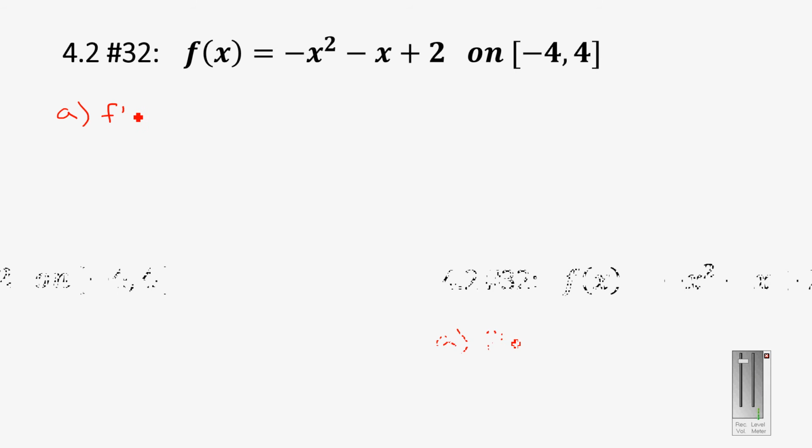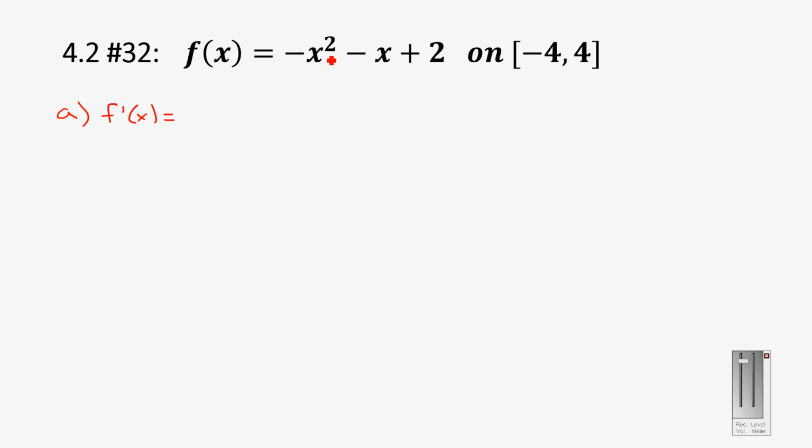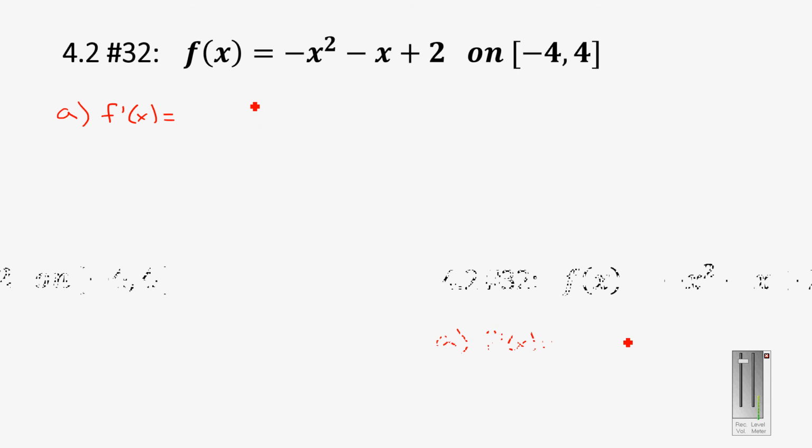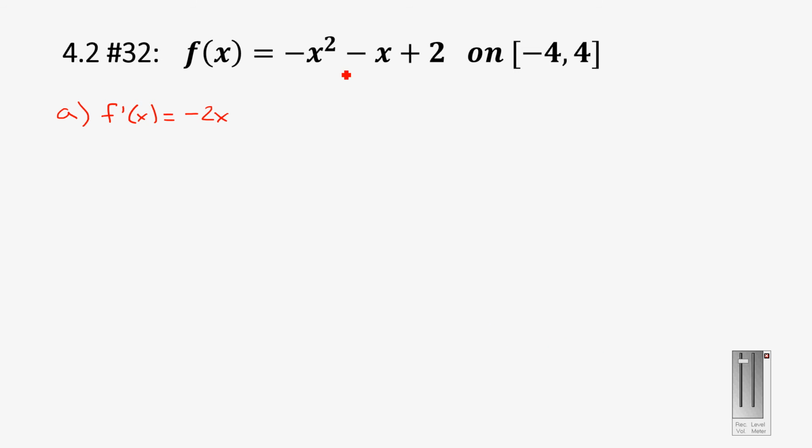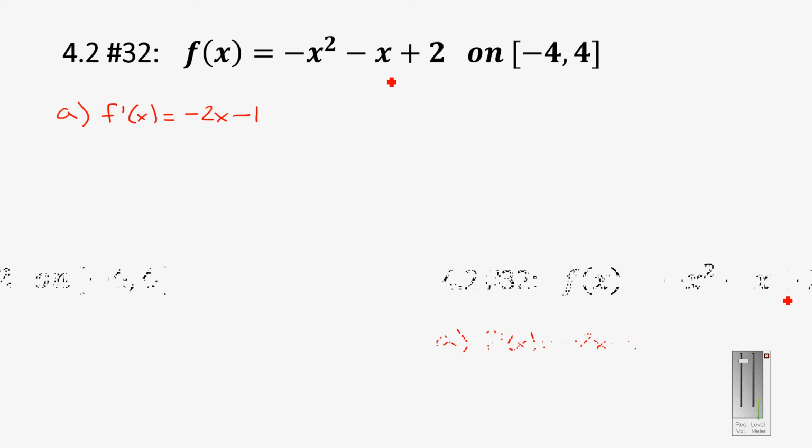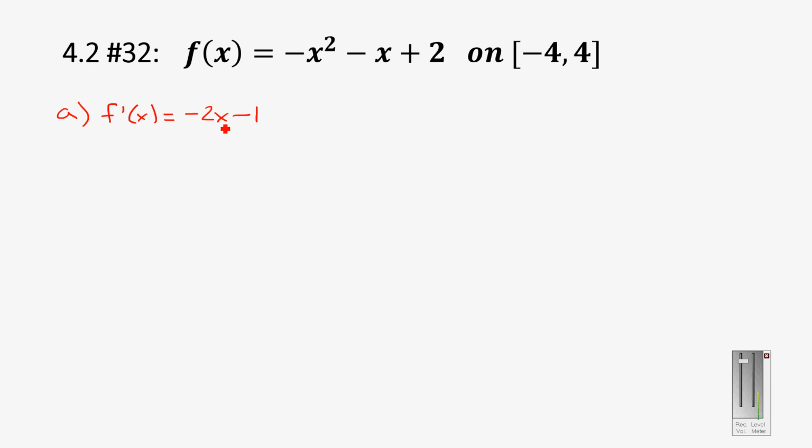So I'm going to take f prime of x. Negative x squared becomes negative 2x. Minus x becomes minus 1, and plus 2 just becomes 0. Okay. The next step is to set that equal to 0. So negative 2x plus 1 equals 0, and I would get 2x equals 1, or x equals 1/2. So I have a critical point at x equals 1/2. That's a good one to start with.